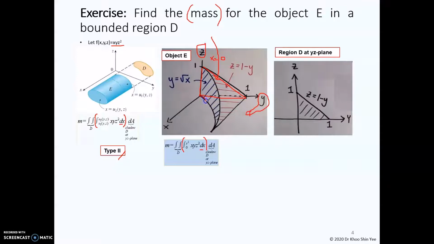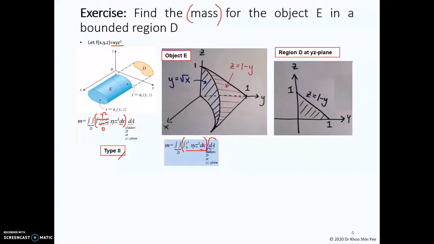Your upper limit for x can be found from this curve, which is given by y equal to square root x. So from here you can find it to be x equal to y squared. So you can substitute the lower and upper limit in the x direction to be 0 and y squared. Therefore, you should obtain this.